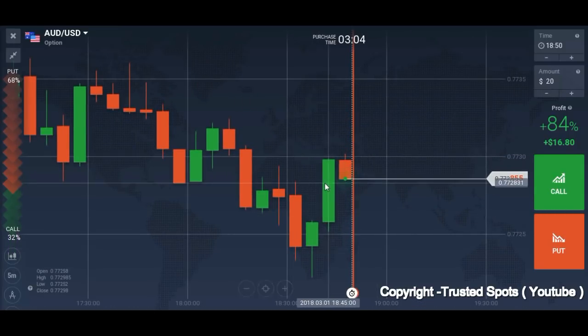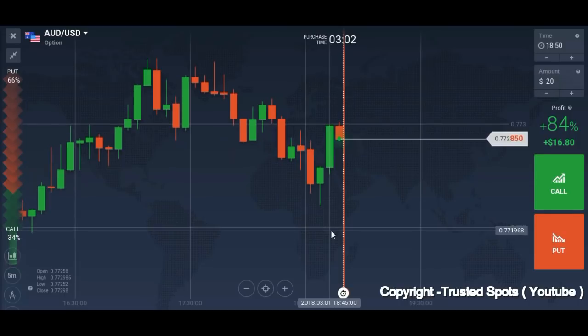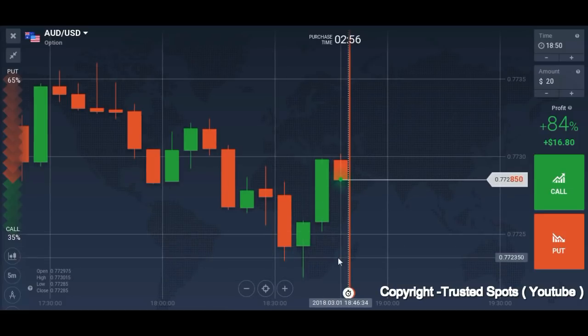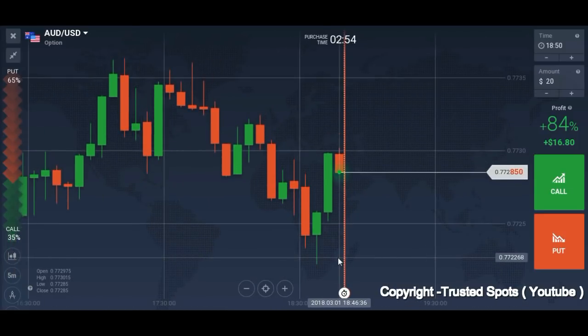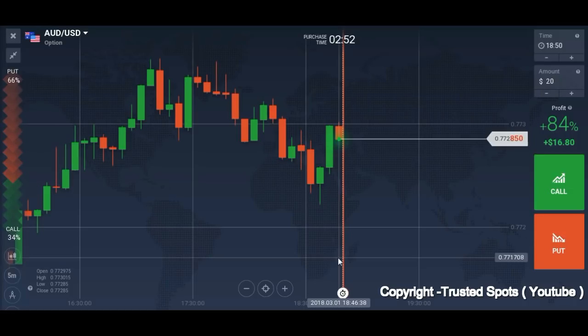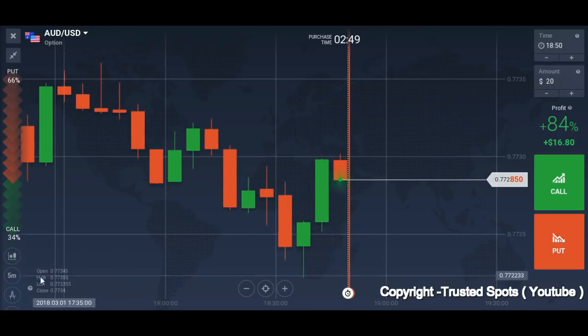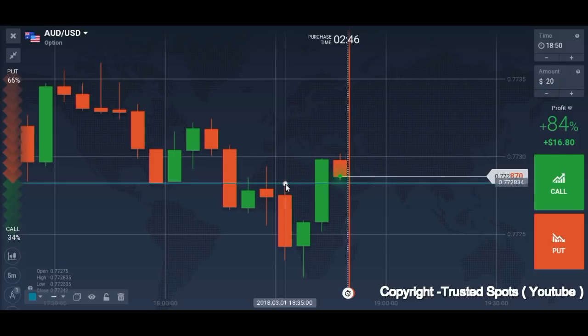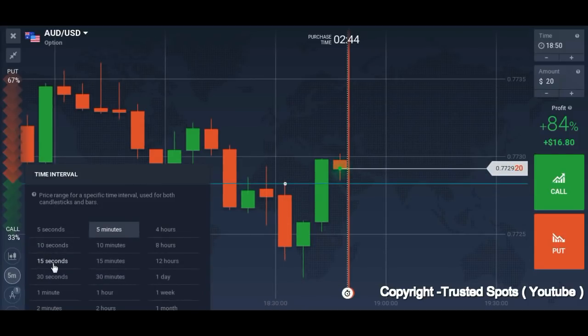Let's wait for the right time, because we can have a trading opportunity. The last two candles are very strong and green, and we can place a trade here. Let me draw our support level. Okay, it's our support level.